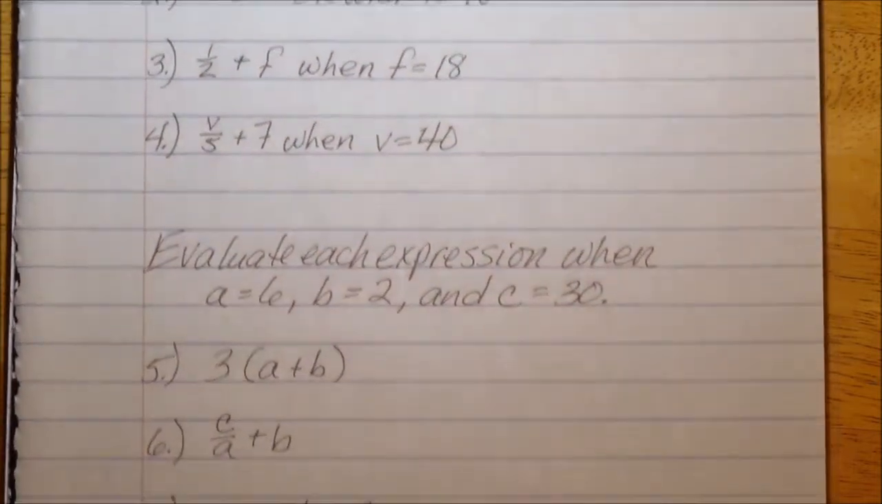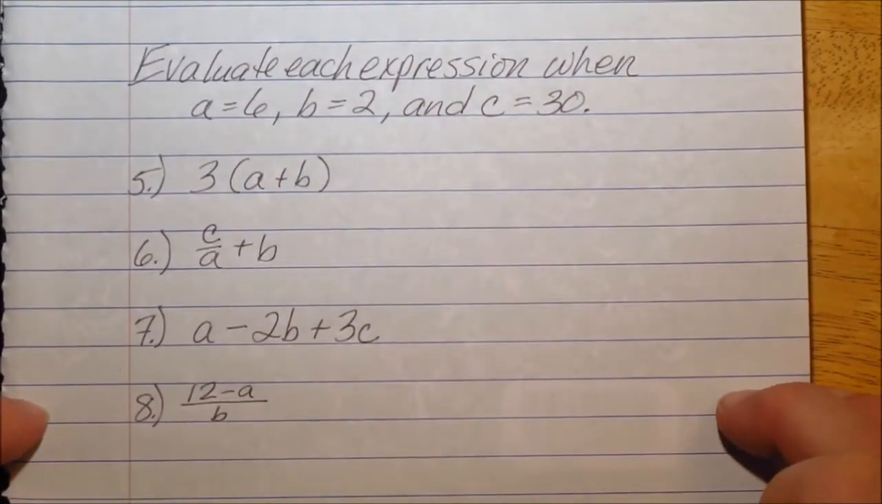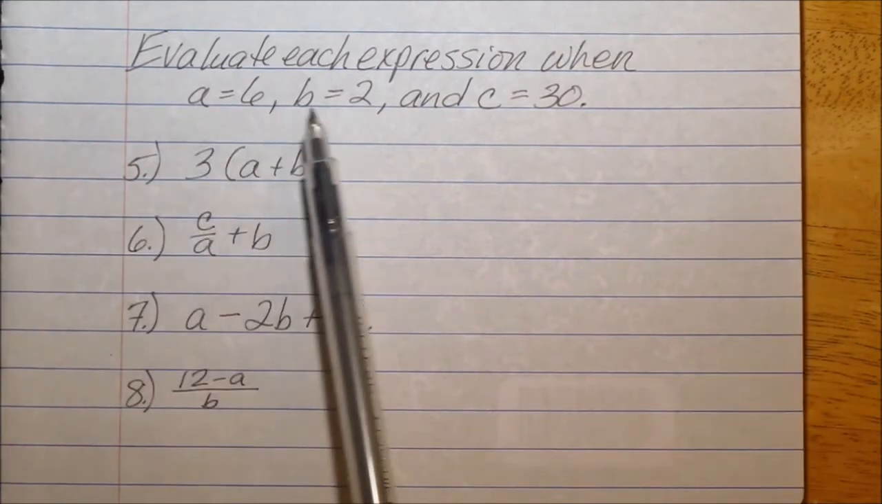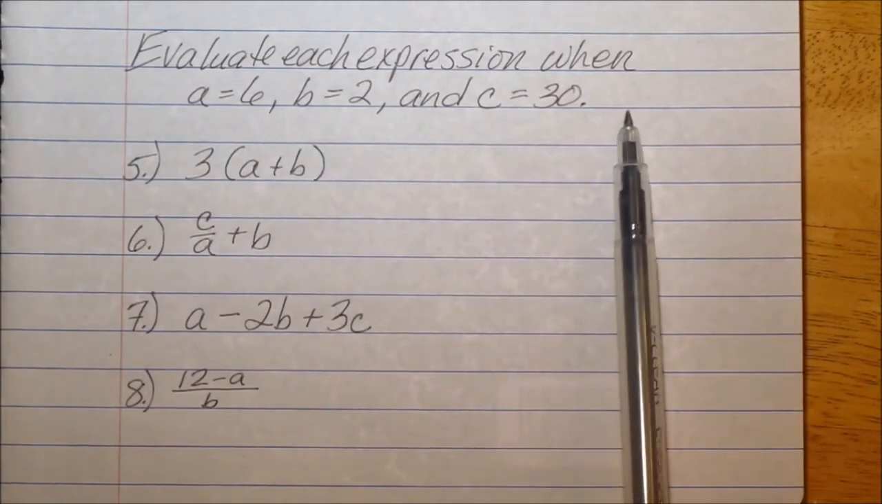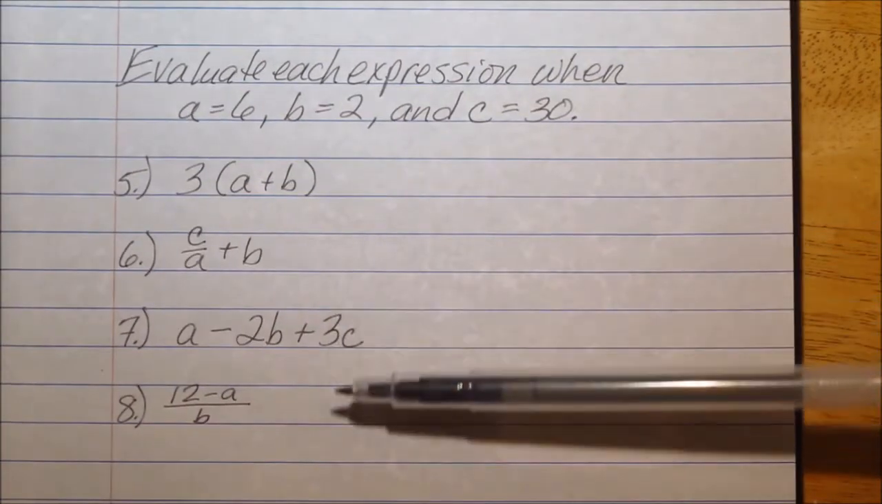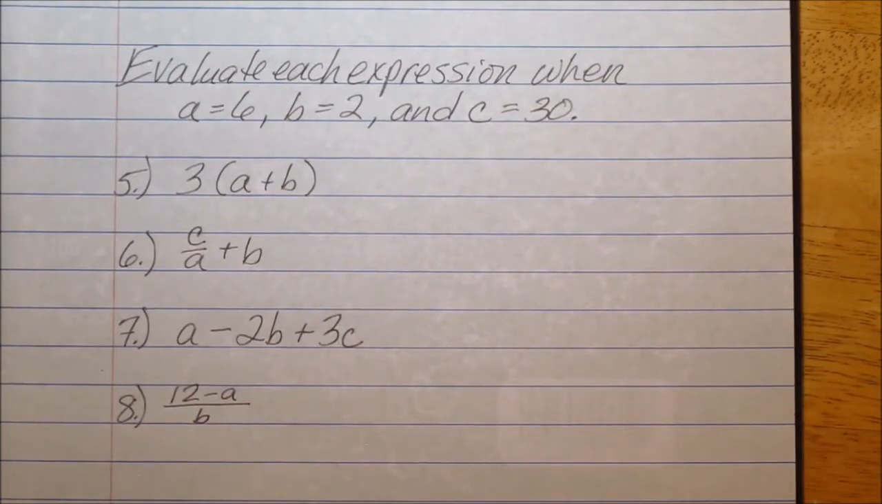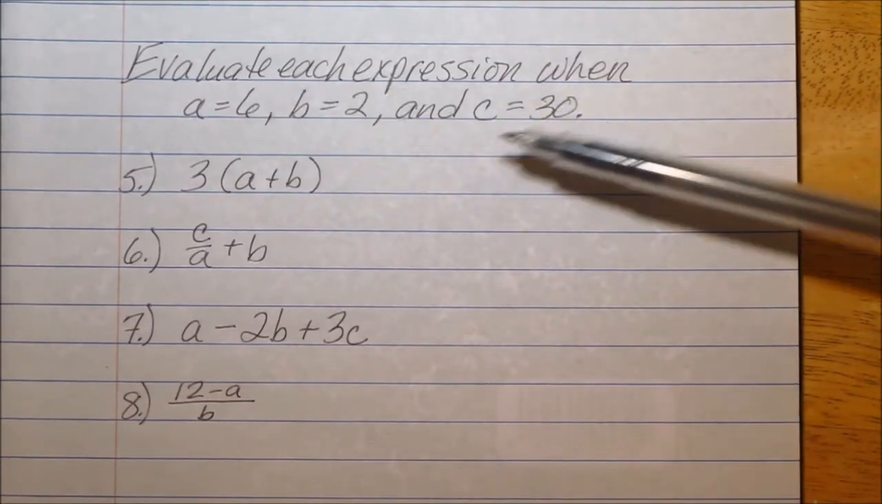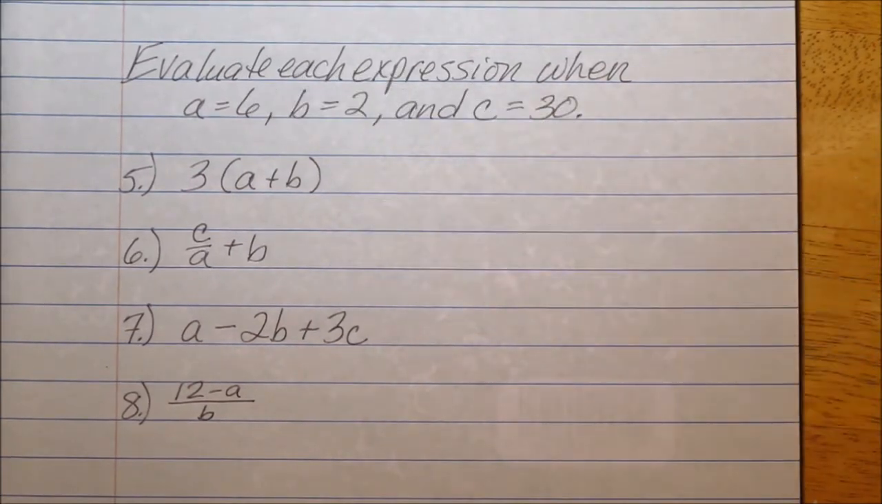And then the second part down here is evaluate each expression when A equals 6, B equals 2, and C equals 30. So each one of these expressions has multiple variables. The steps are still the same. You have to rewrite the expression, plugging in the values for the variables, and solving. Just gives you a few more steps because of the extra variables.